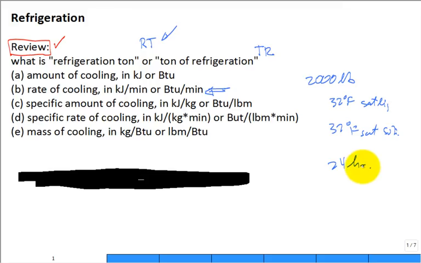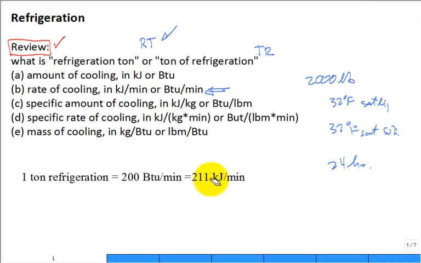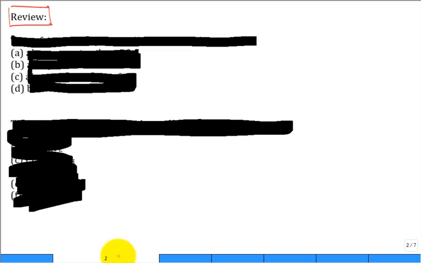It goes back to ice production. That's what it goes back to. So one refrigeration ton, or ton of refrigeration, is 200 BTUs per minute or 211 kilojoules per minute. So let's continue the review.